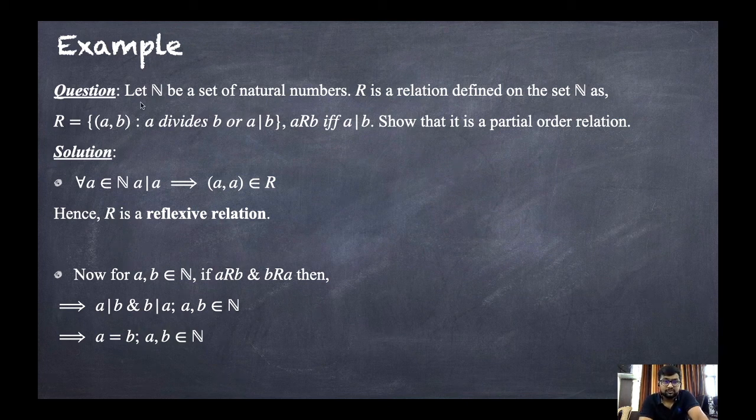Now, if instead of N, we have the set of integers, then the antisymmetry will not hold. For example, 4 divides minus 4 and minus 4 divides 4, but 4 and minus 4 are different numbers, so that won't satisfy. Next, so that means R is an antisymmetric relation.